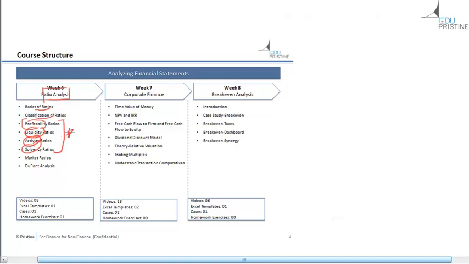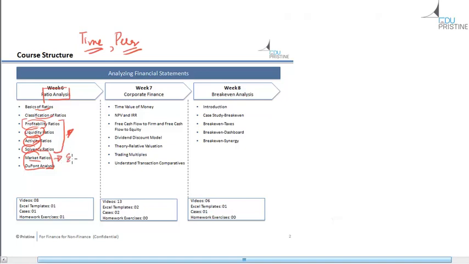We'll understand how they should vary with respect to time, let's say year on year, how these ratios could change and what the impact is. Or a peer comparison: if I am Accenture and I have IBM as my peer, how do I compare myself with my peers? We'll also understand some of the advanced ratios like the DuPont analysis and the market ratios.